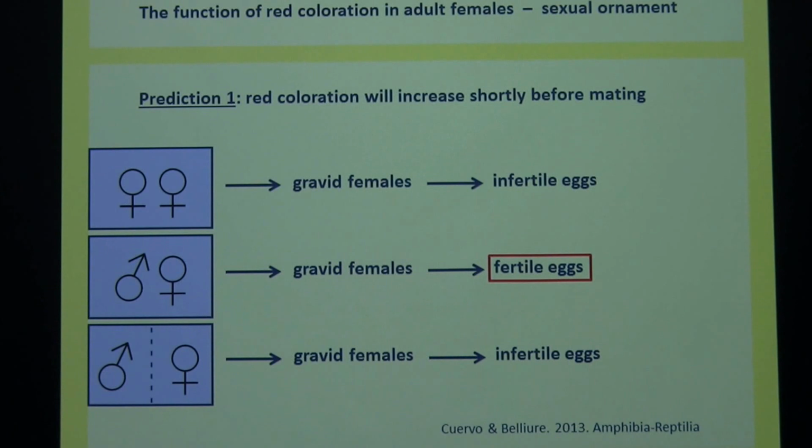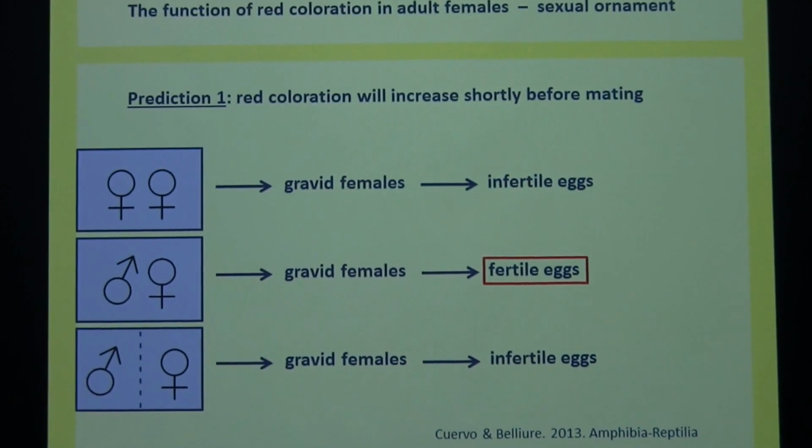It was also interesting to find that females from the three experimental groups became gravid and laid eggs, but only females that had been able to copulate with a male laid fertile eggs. So this suggests that males have very little effect on triggering female reproduction or female color change. And there must be external abiotic factors that induce the physiological process responsible for both breeding and color change.